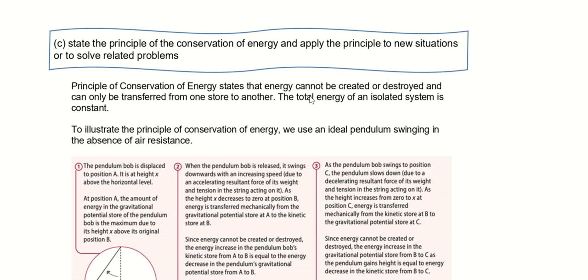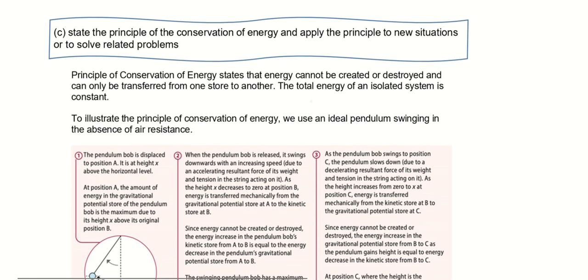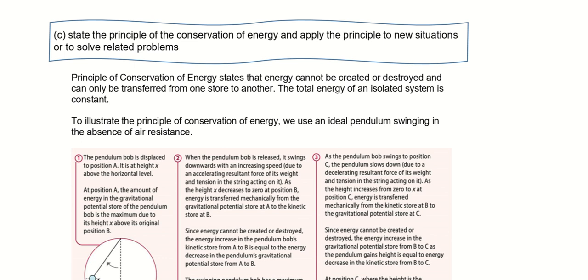Okay, so for this video, we'll be looking at success criteria C. Please check that you have watched the video on success criteria A and B for work, energy, power before you watch this video. Success criteria C is to state the principle of conservation of energy, and then apply this principle to new situations or to solve related problems.